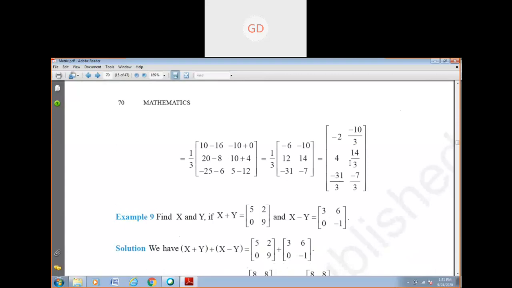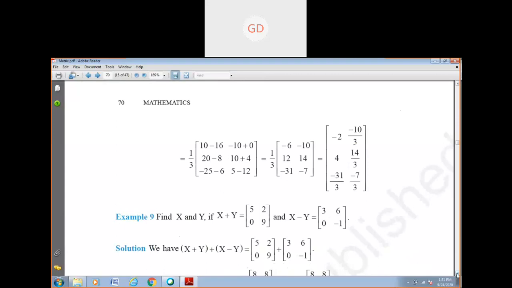So this is the result of the unknown matrix X. In this way, we can go for simplification related to matrices with basic operations: addition, subtraction, and scalar multiplication.